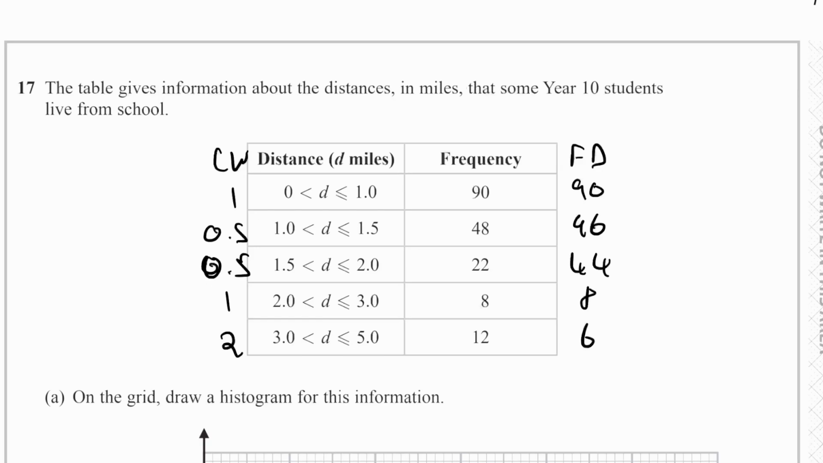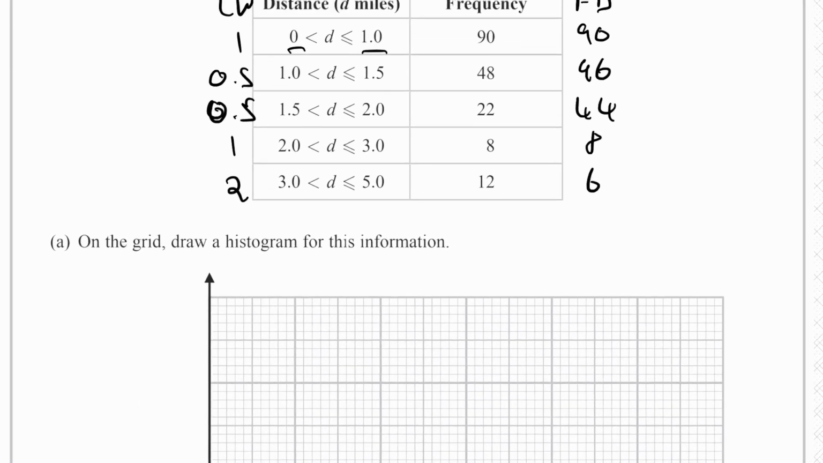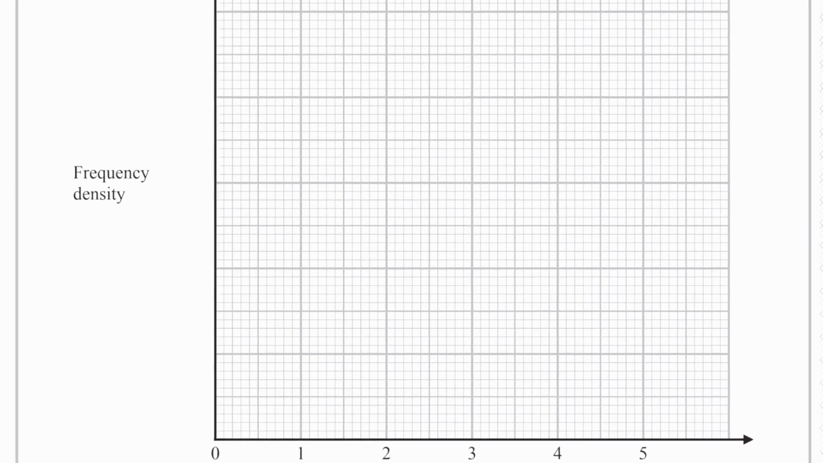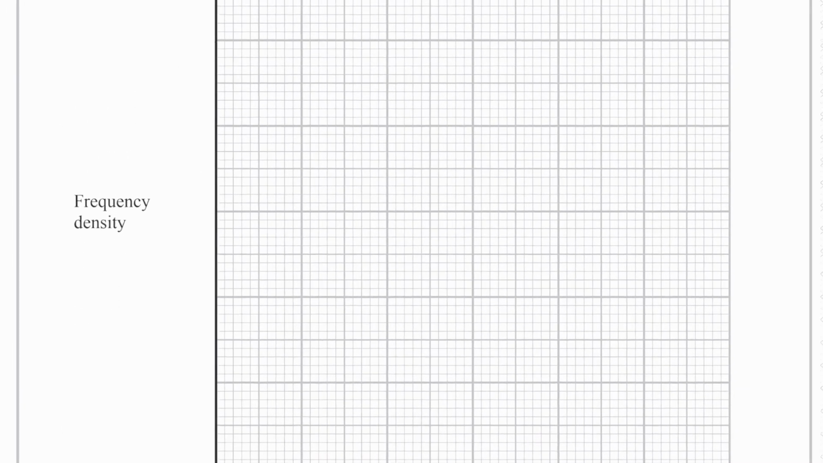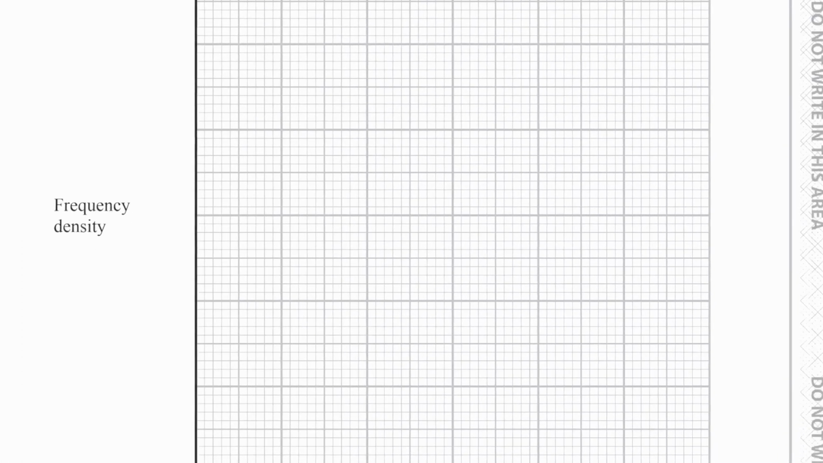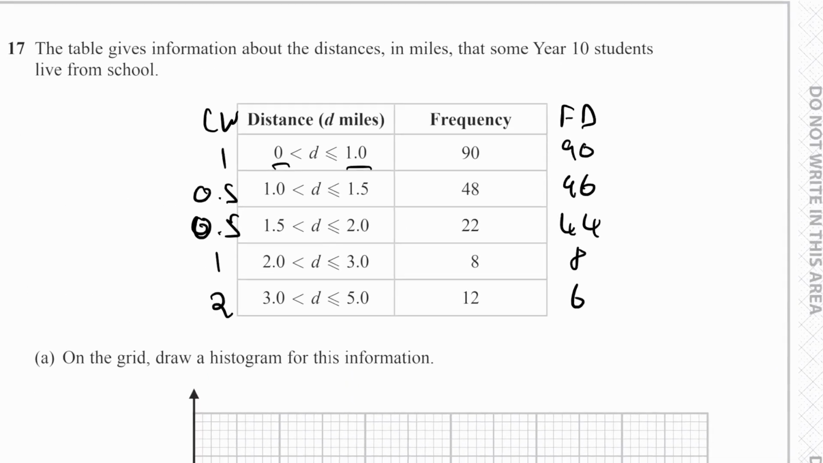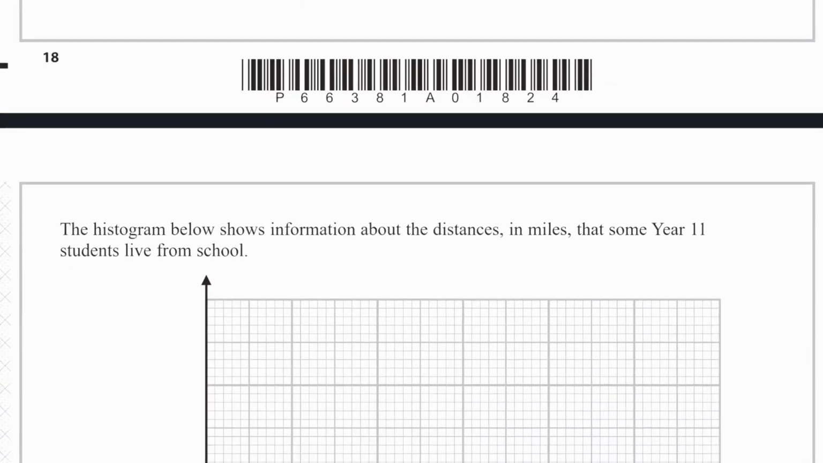Then we just plot our bars according to the distance and the frequency density. So 0 to 1, you'd plot a frequency density of 90. And you'd have to go through and add some sensible axes as well. I'll leave it here because I don't really have a ruler or anything, but it should be pretty simple for you guys to plot once you've got these numbers.